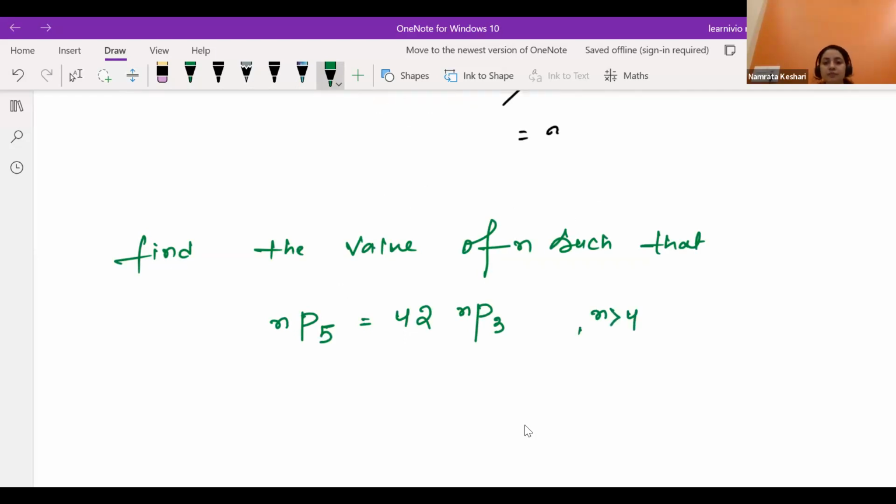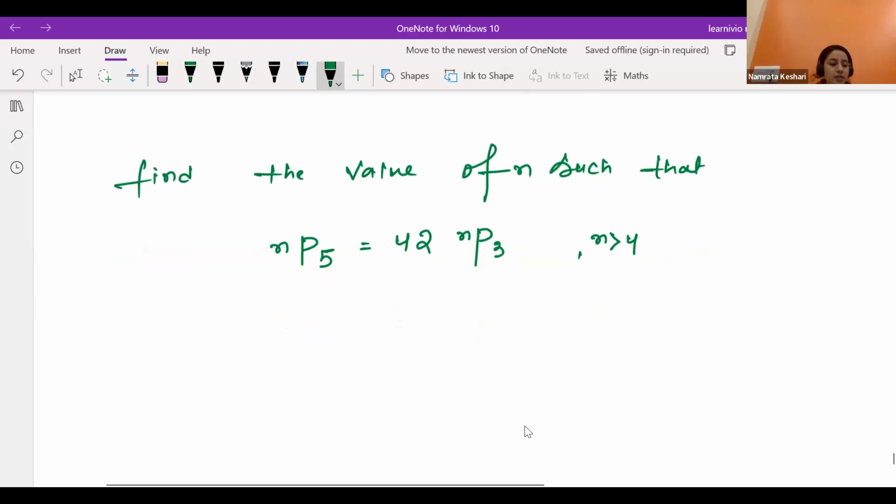Let's do it. Okay, let's try doing it. So this one, nP5, can be written over here as n factorial by n minus 5 factorial, right, Alina? Yes, ma'am. Okay, we don't have to prove it.